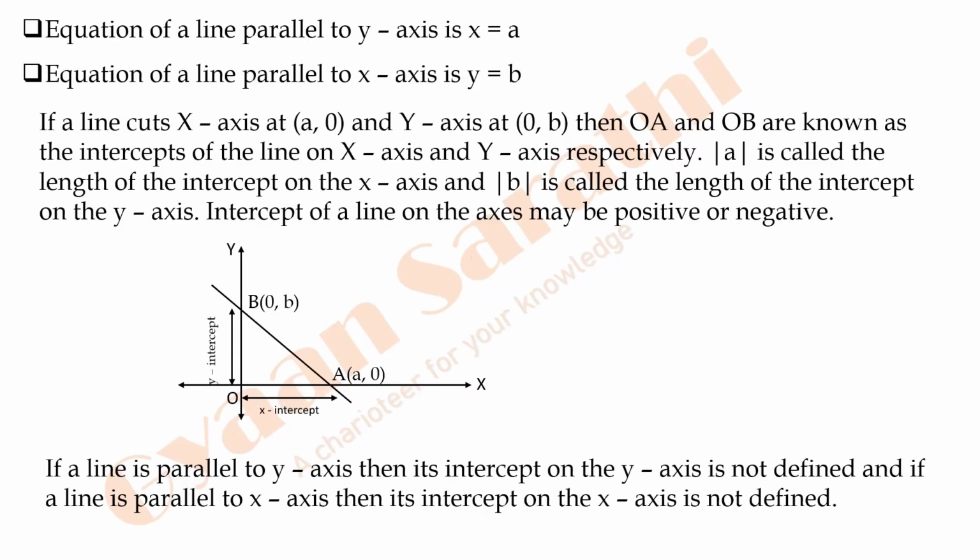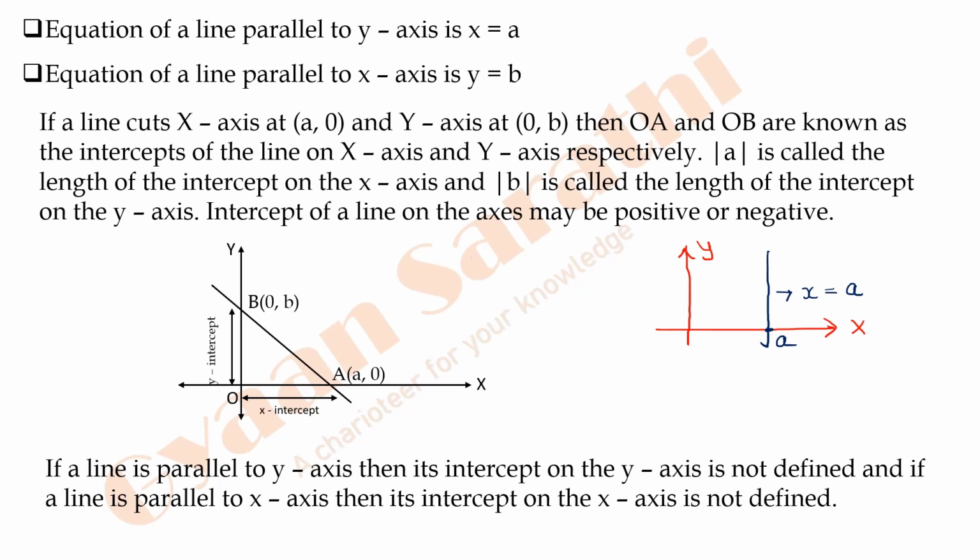Moving ahead. The equation of a line parallel to the y-axis is x equals a. We can realize this. If we draw this as the x-axis and this as the y-axis, now if I draw a line parallel to the y-axis, it would be like this. If this is point A, then the equation of this line will be x equals a, because at every point on this line the value of x remains constant, that is x is equal to a.